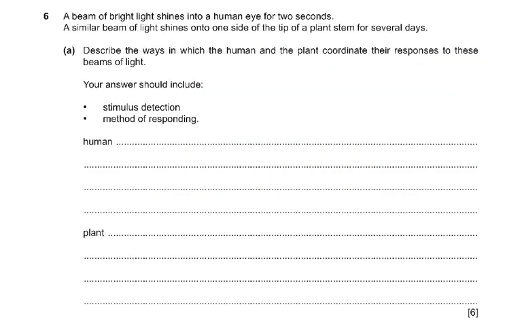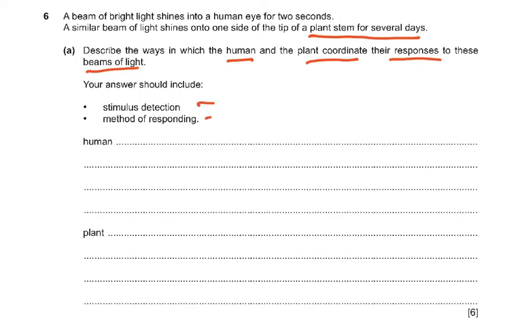Question number 6 is the last question. A beam of bright light shines into a human eye for 2 seconds. A similar beam of light shines onto one side of the tip of a plant stem for several days. Describe the ways in which the human and the plant coordinate their responses to these beams of light. Your answer should include stimulus detection and method of responding.